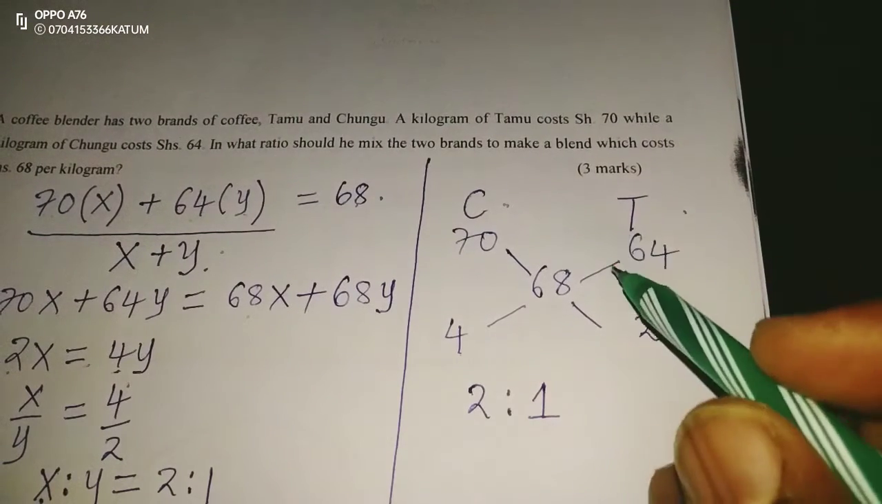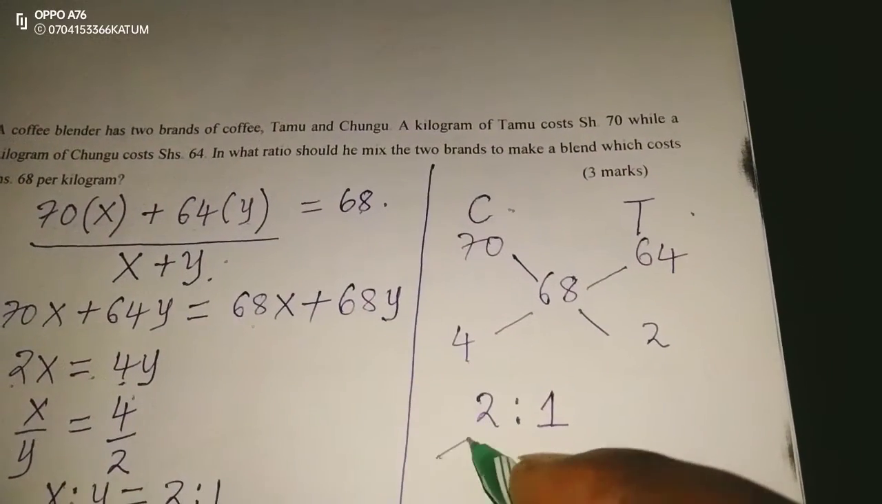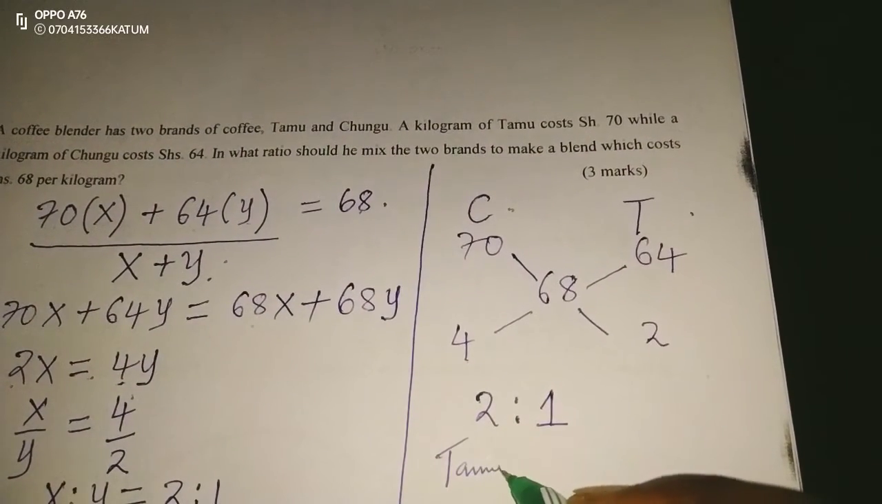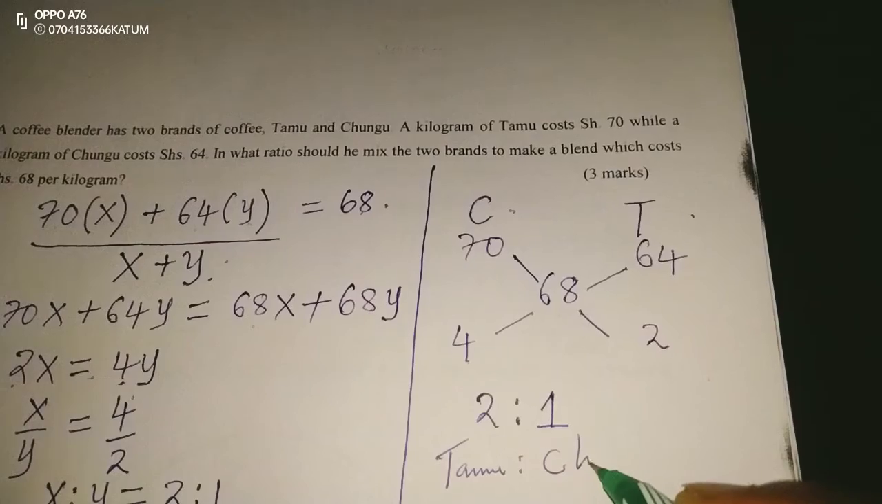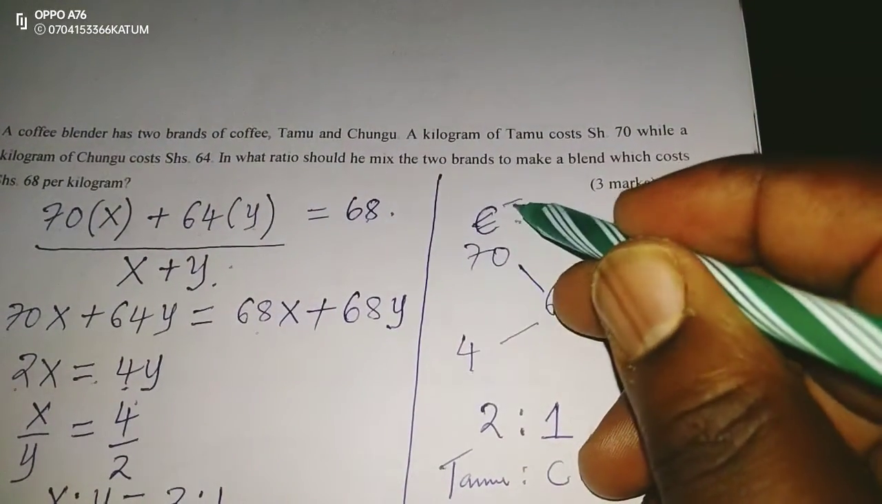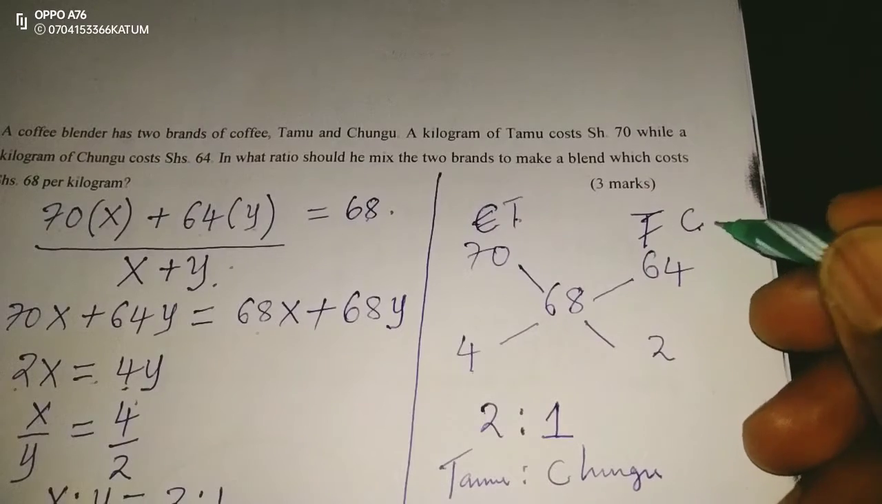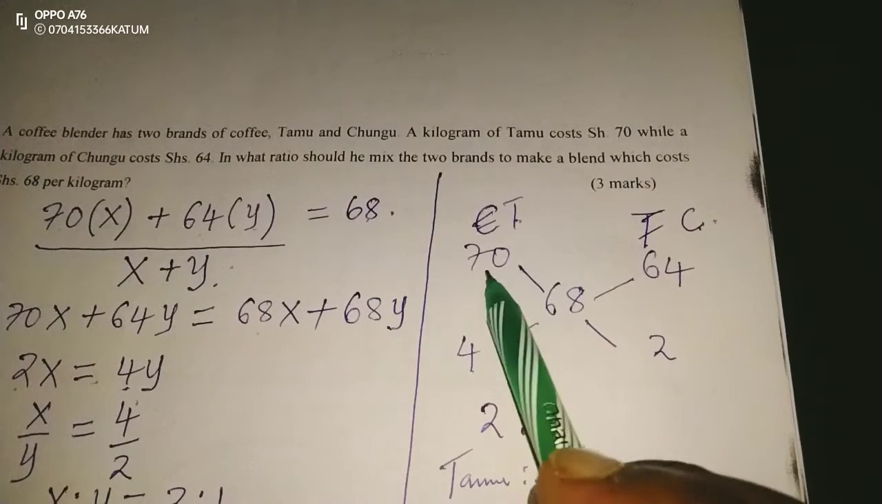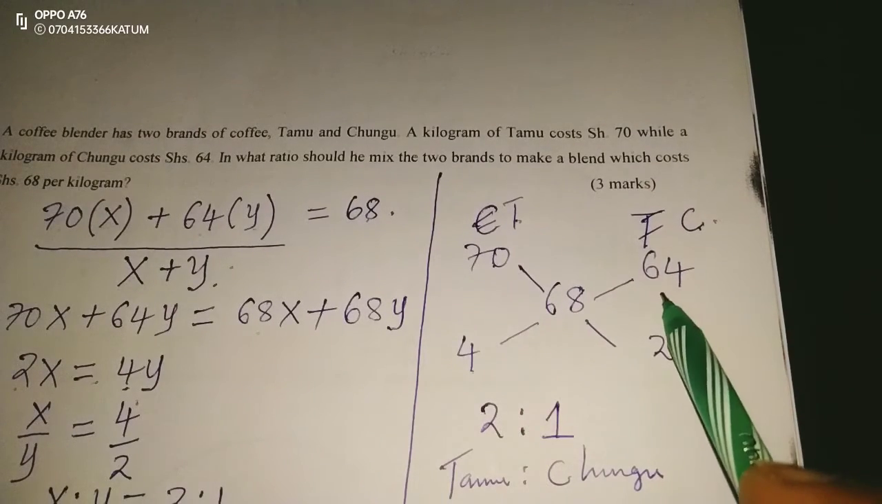Tamu costs 70, so this is tamu to chungu, and not the other way around. Tamu is to chungu because tamu is 70, chungu 64.